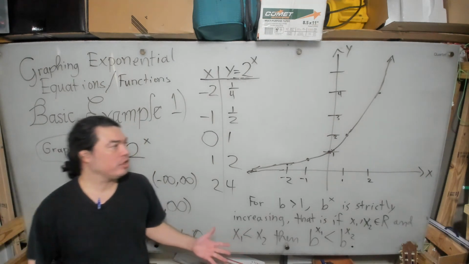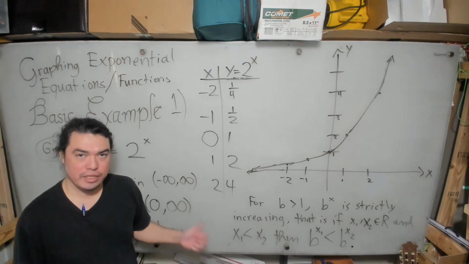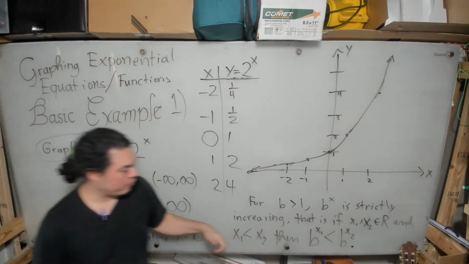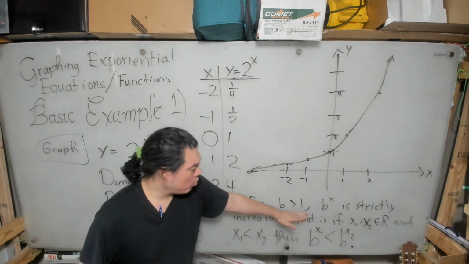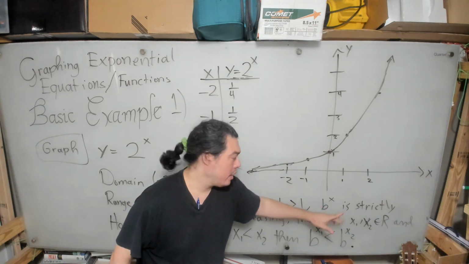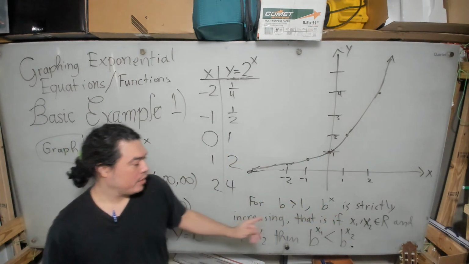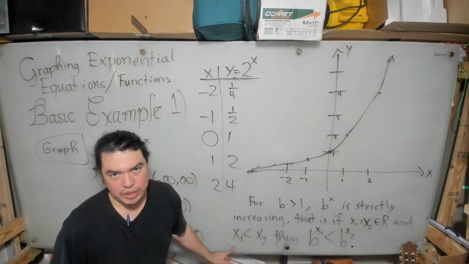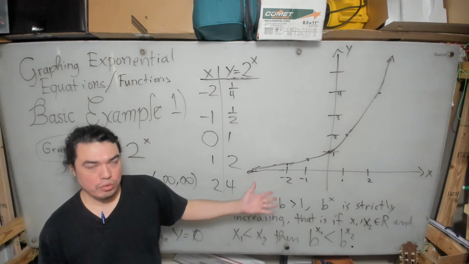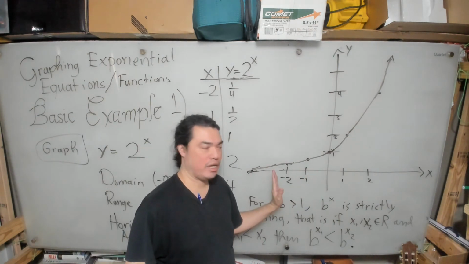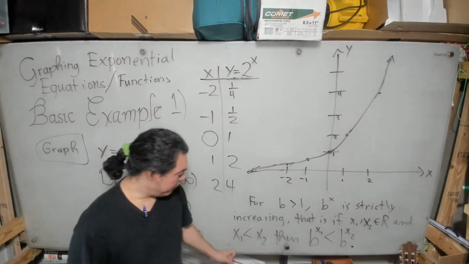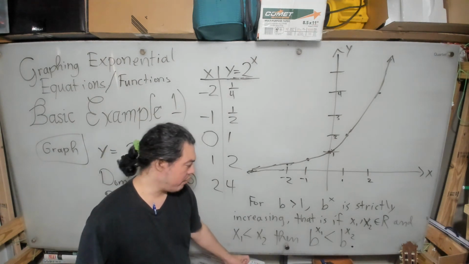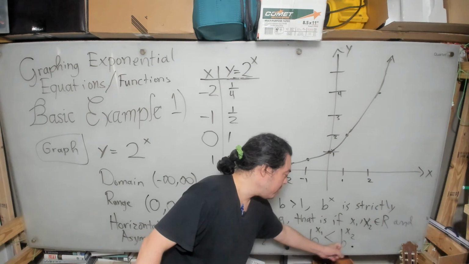To be fully technical here, when I say that the exponential is increasing, in this particular example I'm talking about the following fact. For b greater than 1, the expression b to the x power is strictly increasing. That is, if x1 and x2 are real numbers, and if x1 is less than x2, then b to the x1 is going to be less than b to the x2. Graphically, by our conventions, less than is to the left, greater than is to the right.